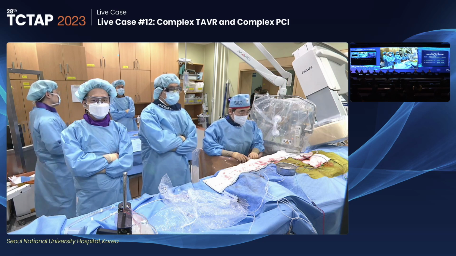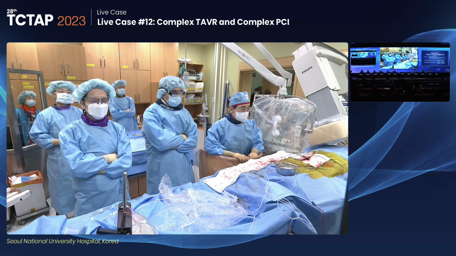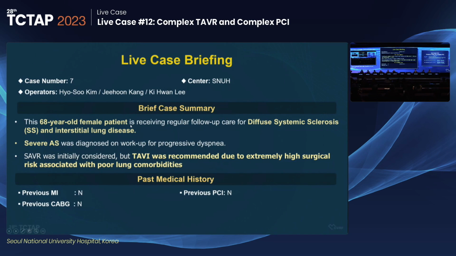Can you see the slide? Not yet. Okay, slide, please. Now we can.